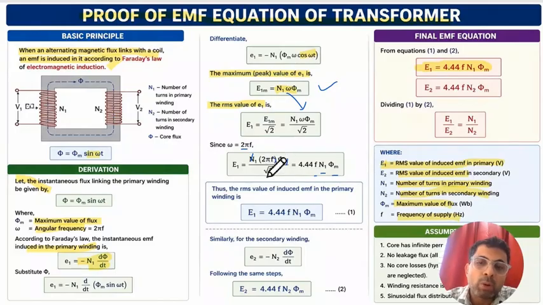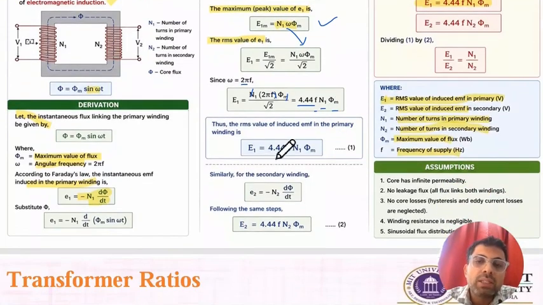Now this 2 pi by root 2, if you calculate it on the calculator, you will get 4.44. So what is my final equation? E1 equals 4.44 f N1 phi m.